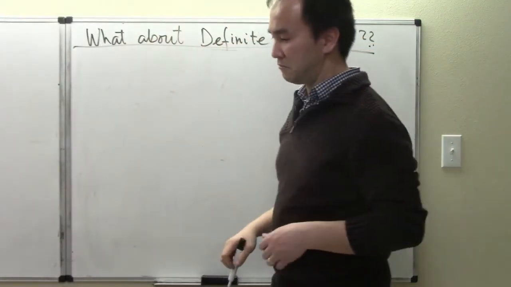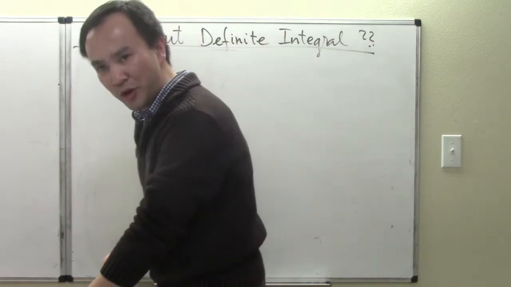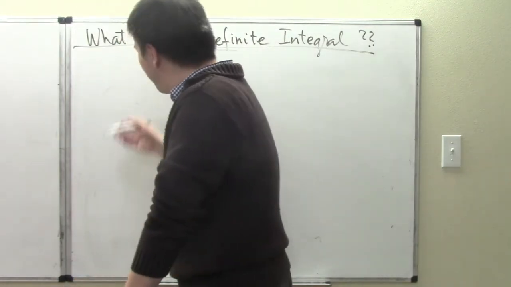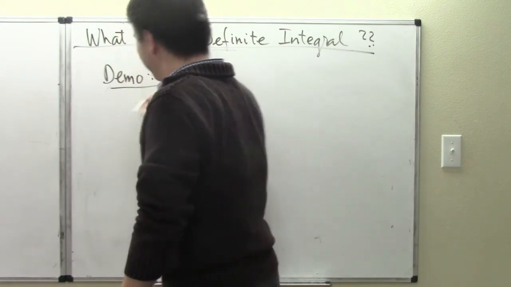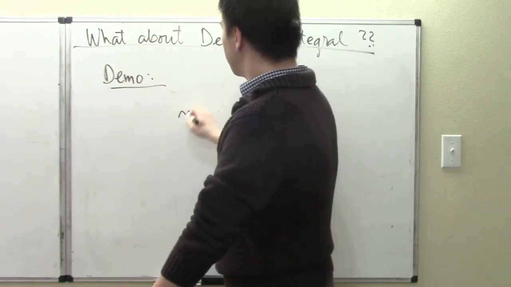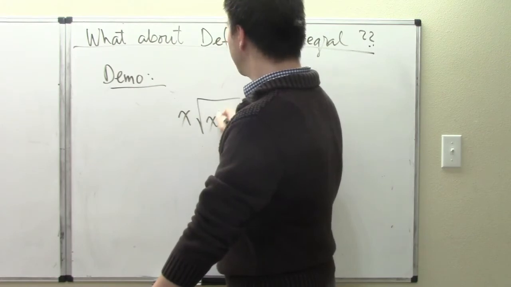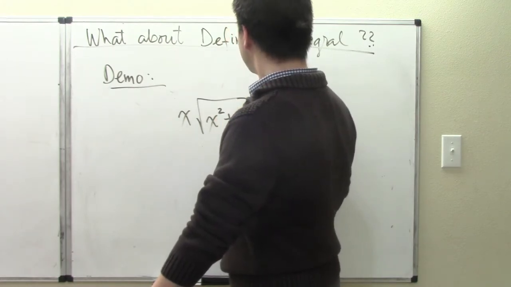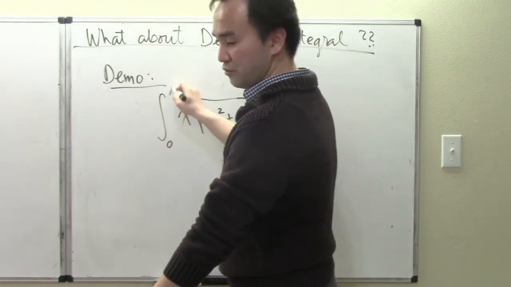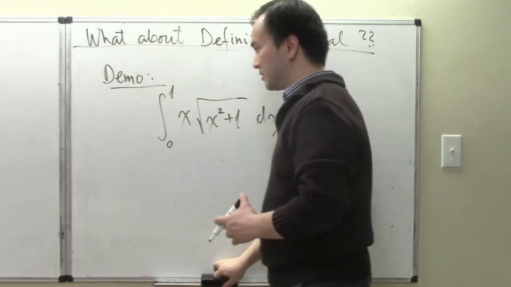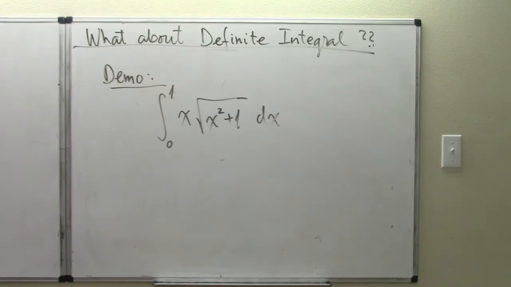Okay, so let me introduce a demonstration problem. It's not even an example yet. Okay, so I'm going to do a demonstration. So how about x times square root of x squared plus 1 dx. And now I want to go from 0 to 1. Okay, I'm going to step quickly to the other board to erase it out.